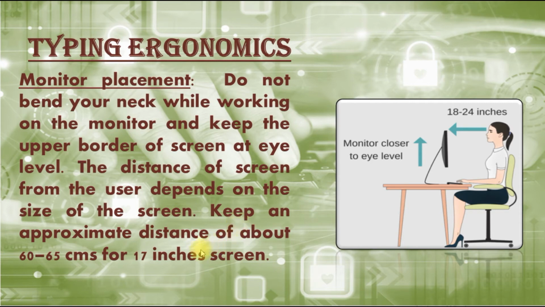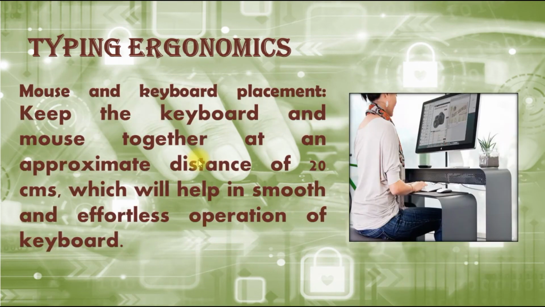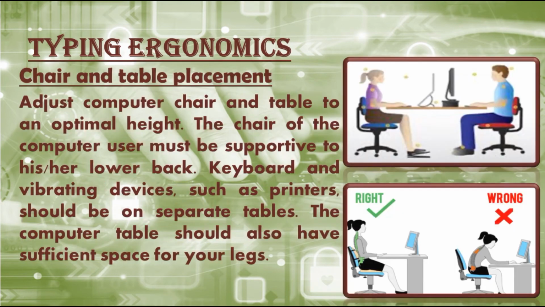Keep an approximate distance of about 60 to 65 centimeter for 17 inches screen. ठीक है. इतना डिस्टेंस आपका होना चाहिए जब आप कीबोर्ड ऑपरेट कर रहे हो कंप्यूटर पर. Then next one is mouse and keyboard placement. Now keep the keyboard and mouse together at an approximate distance of 20 centimeter. 20 centimeter की दूरी पर होना चाहिए, which will help in smooth and effortless operation of the keyboard.